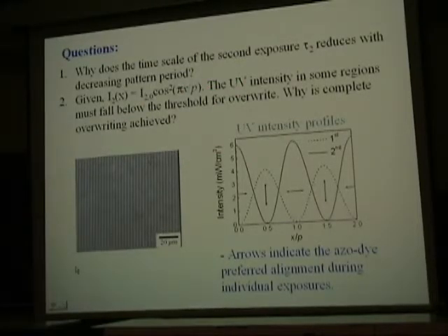And that is, the intensity profile produced by the interference pattern actually has regions where the UV intensity is very low. Recall that there is an intensity threshold in order to override the azo dye alignment produced by the first exposure. So it is not clear how we can actually reorient the azo dye molecule at these regions.